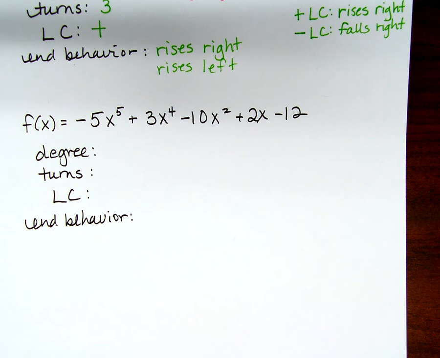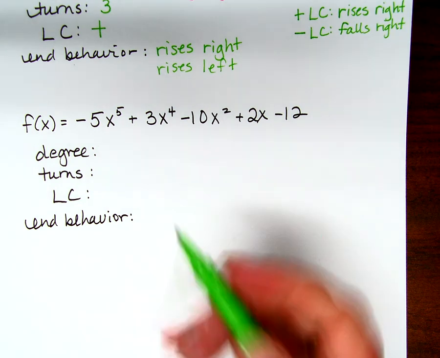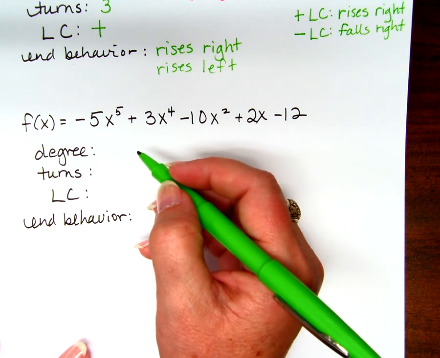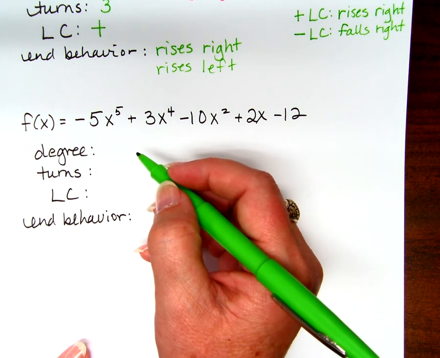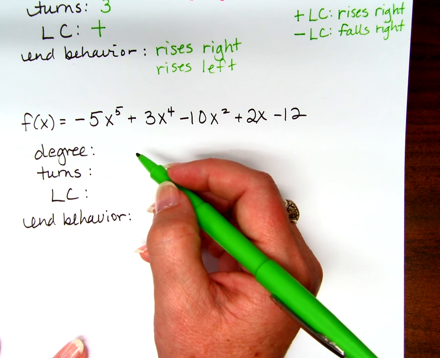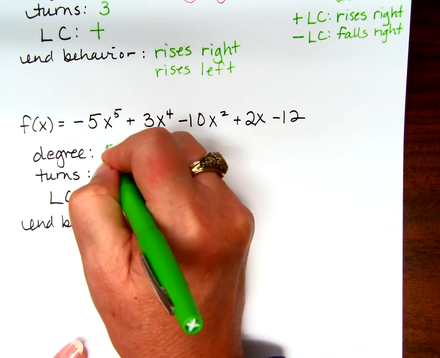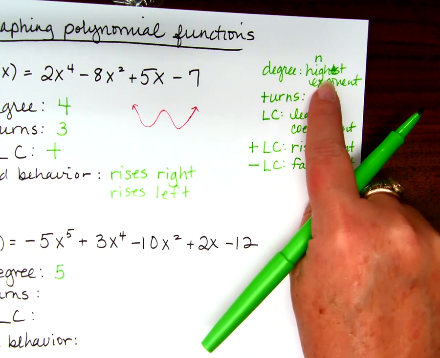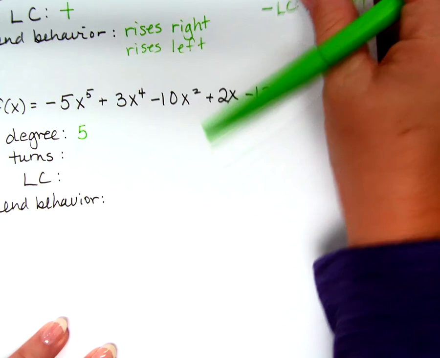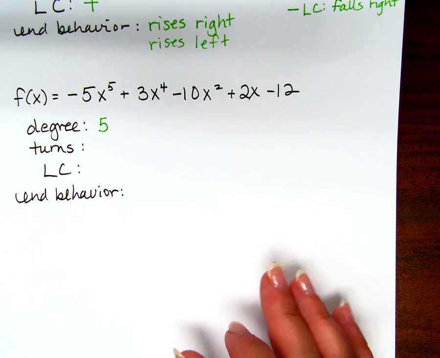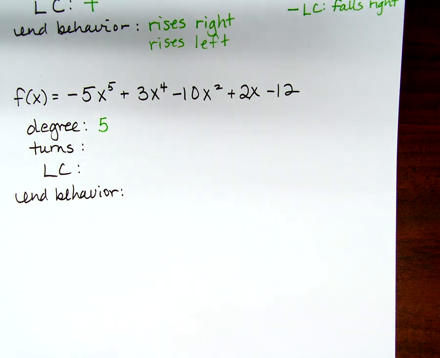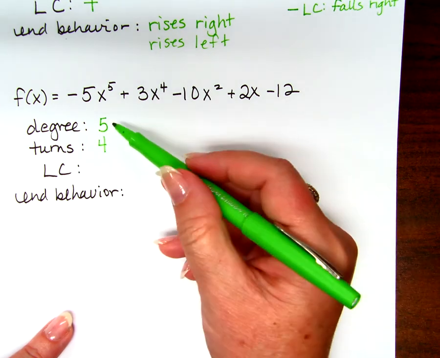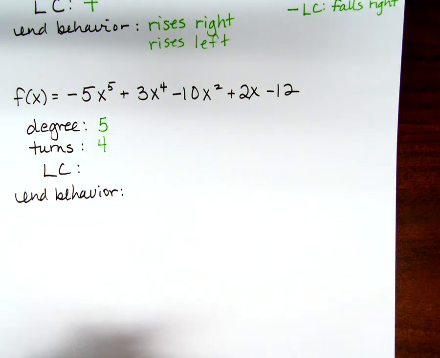All right, I need a volunteer. Liz, what's the degree? Close. Try again. 5, because why? What's the degree? Highest exponent, right? The highest exponent is 5, so my degree is 5. Another volunteer. Mo, turns. And why is it 4? So 5 minus 1 is 4. Done.